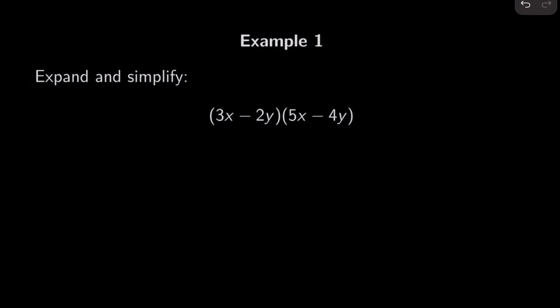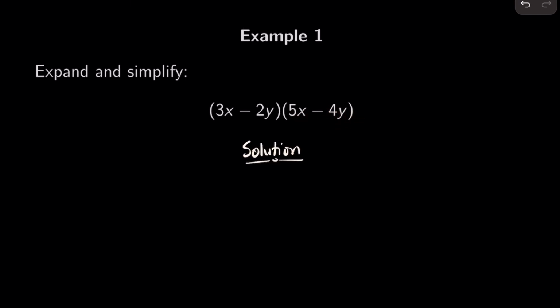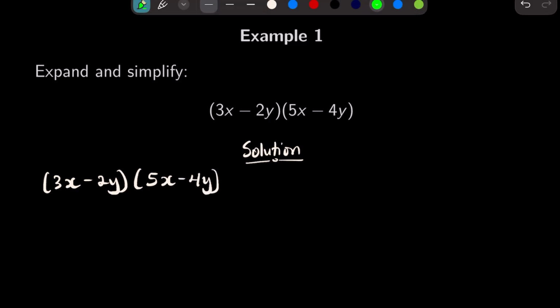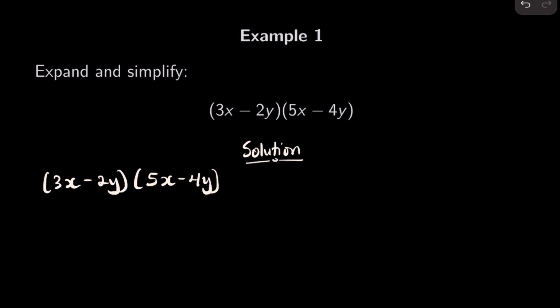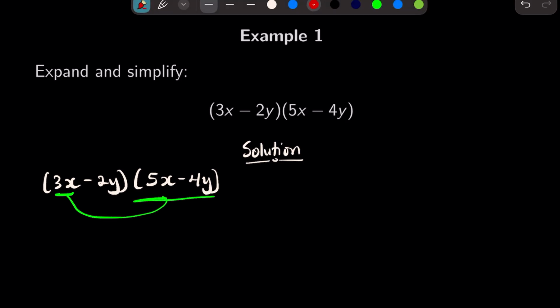Example 1. Expand and simplify 3x minus 2y multiplying 5x minus 4y. Solution. Here we have the expression 3x minus 2y multiplying 5x minus 4y. So here we are going to multiply these one after the other. The first term is going to multiply the whole of this expression. Likewise, the second term will also multiply the whole of this expression.